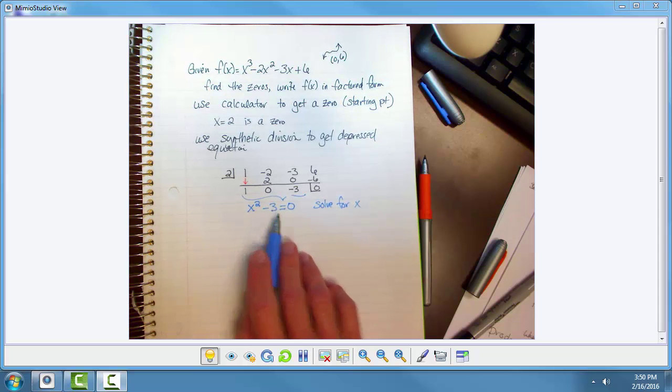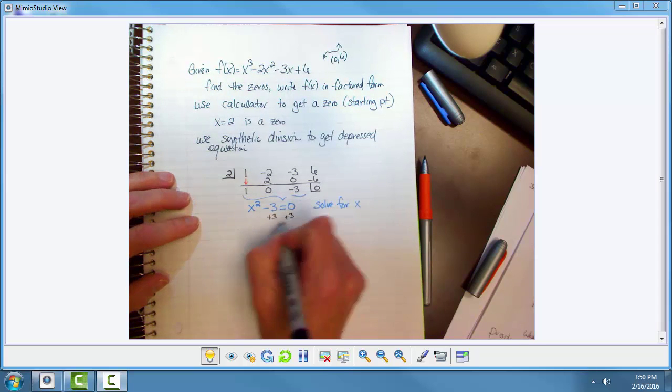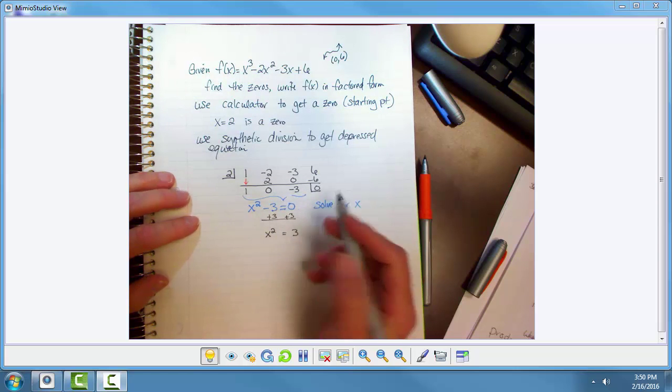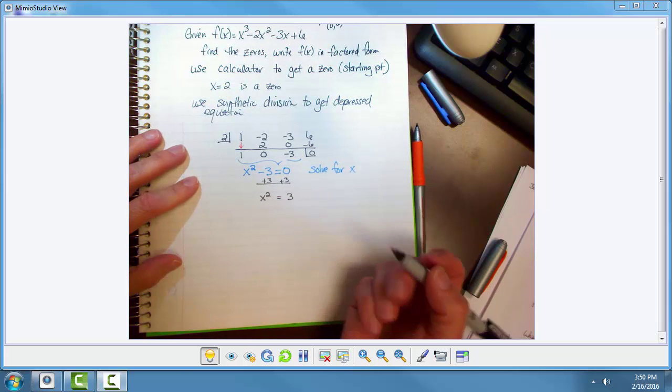So what you would do is add 3 to both sides, and you get x squared equals 3. And then to solve for x, you would need to take the square root of both sides.